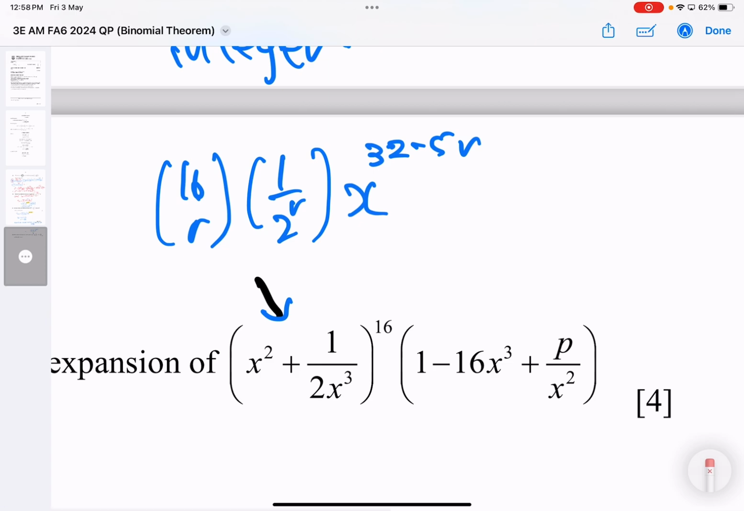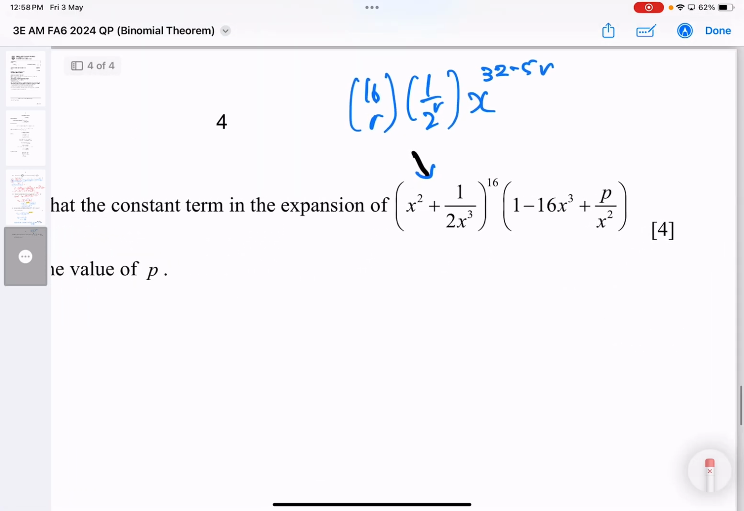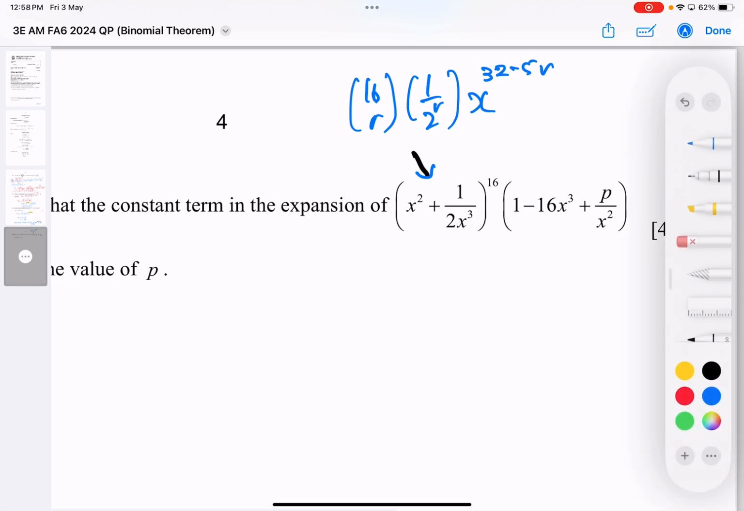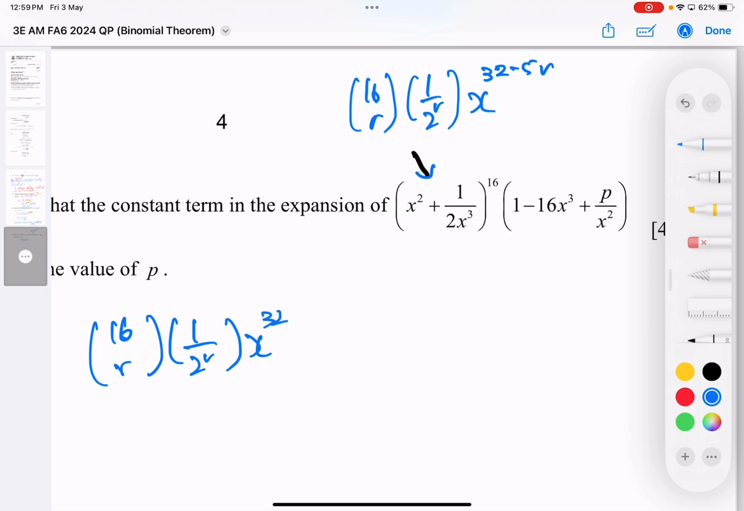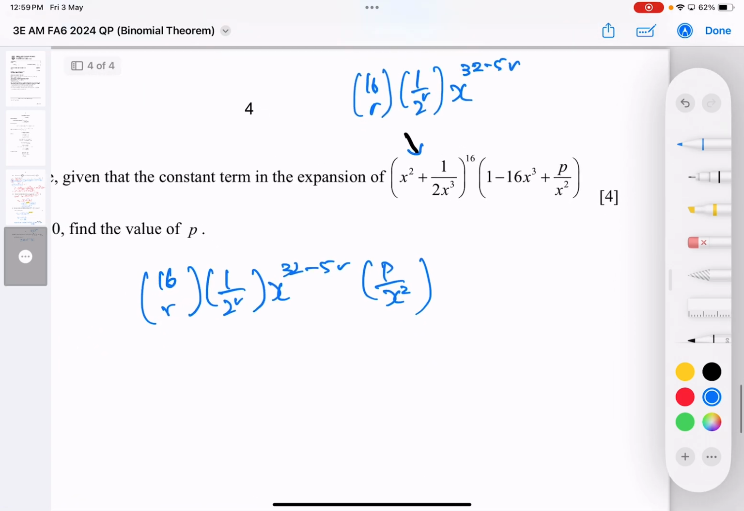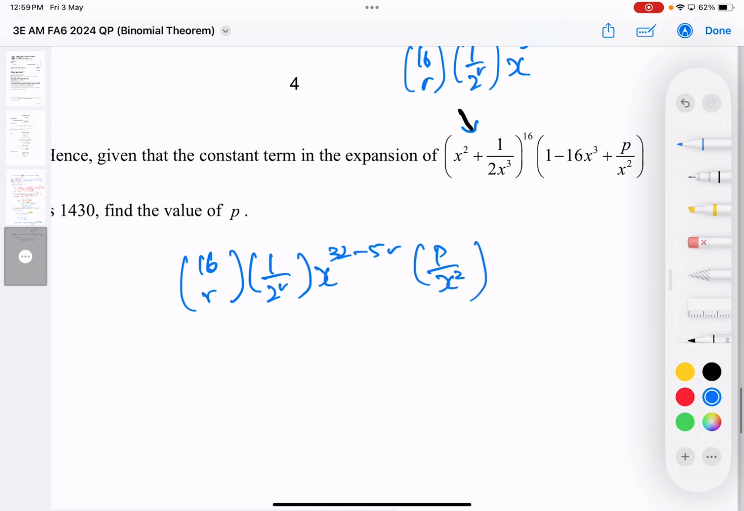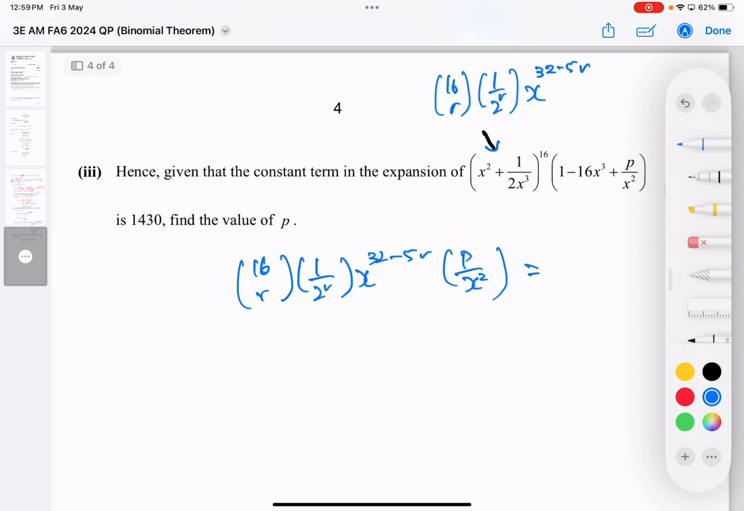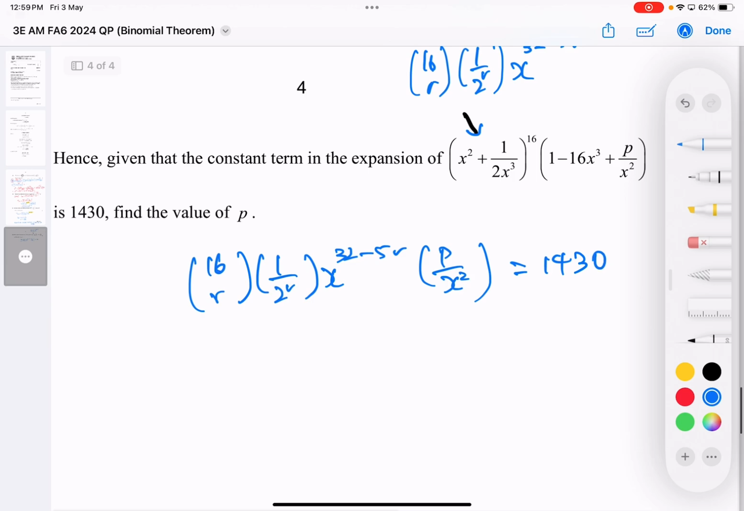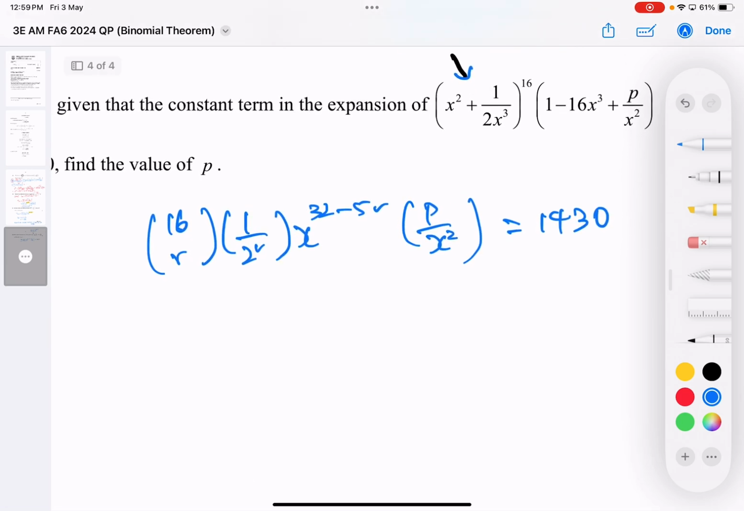Okay, I need to take this and multiply by this. So what I need to do now is take 16 choose R, 1 over 2R, x to the 32 minus 5R, and I need to multiply by P x squared. And I know that when I multiply by here, the value of the constant is going to be equal to 1430. Do you guys understand this?